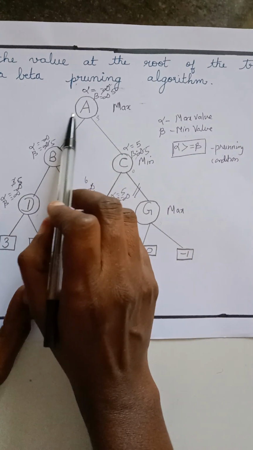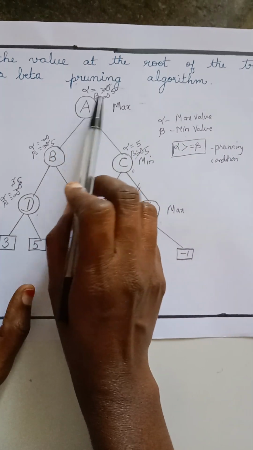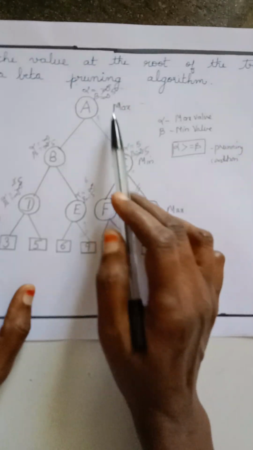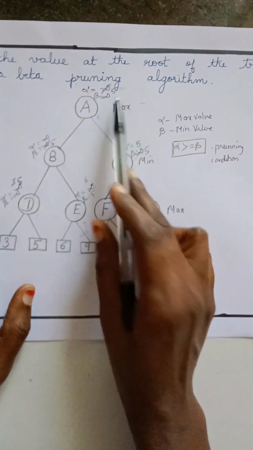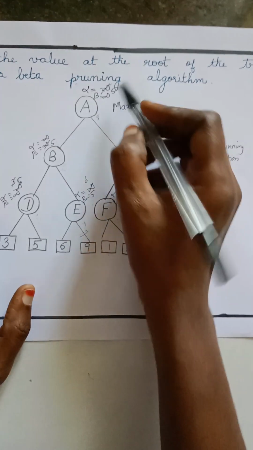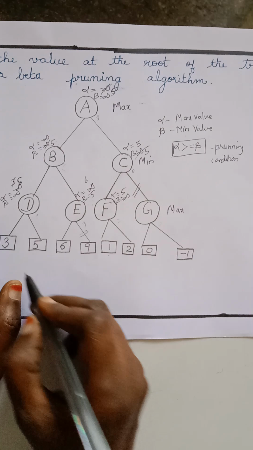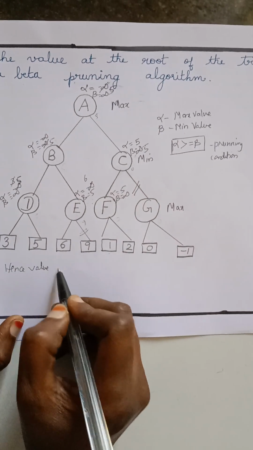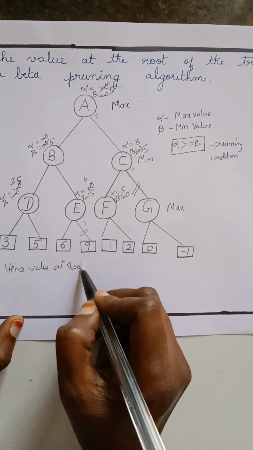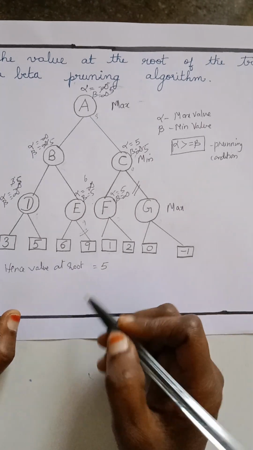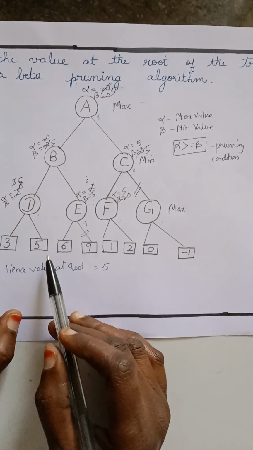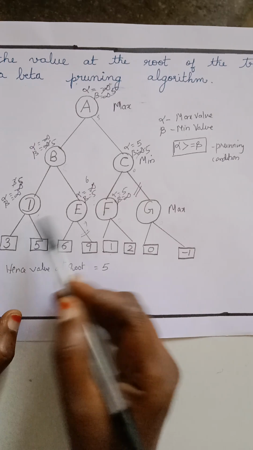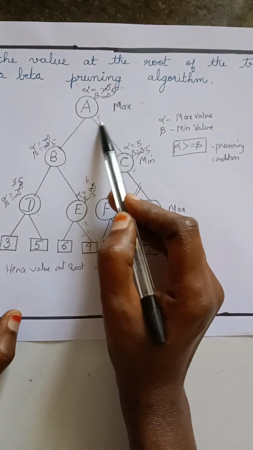Next we can propagate this to the top. Again it is a maximum level, and alpha is already 5. Here we take the maximum of the previous alpha and beta values, which will be 5, 5 and 5. So the maximum value is 5 only. Hence the value at the root will be equal to 5. This we can find even without doing pruning, because by means of the game tree you can find the min-max node values, and we found the value is 5 at the root itself.